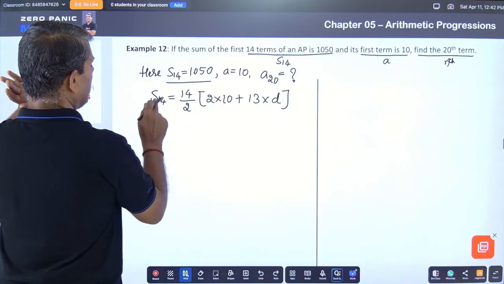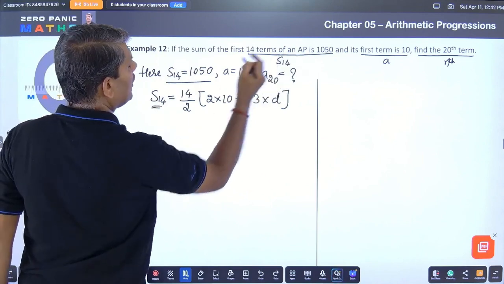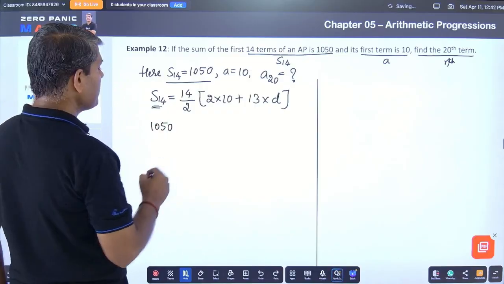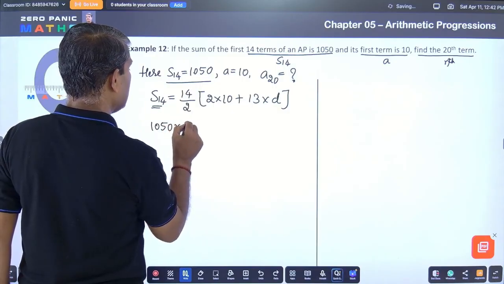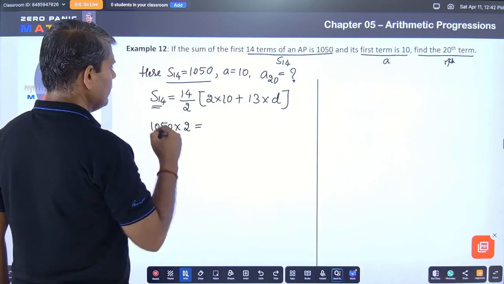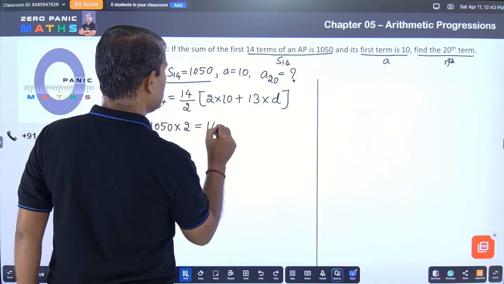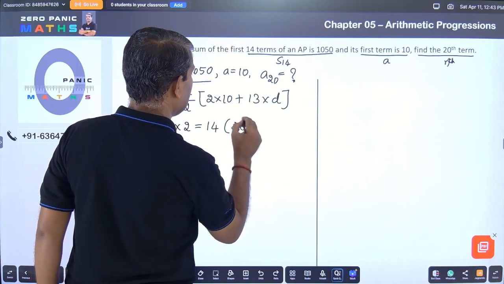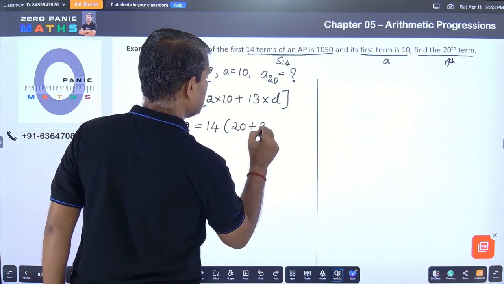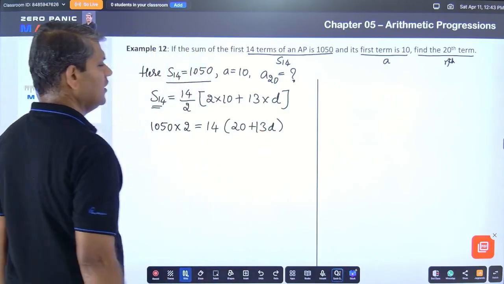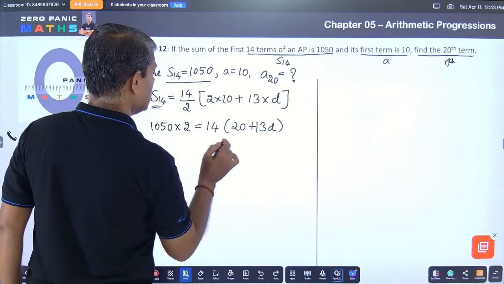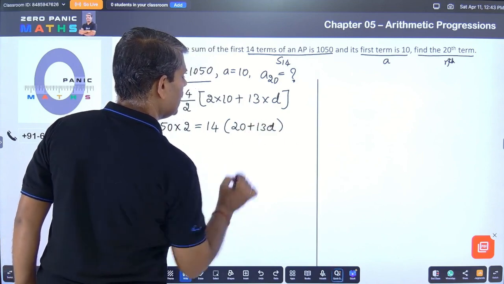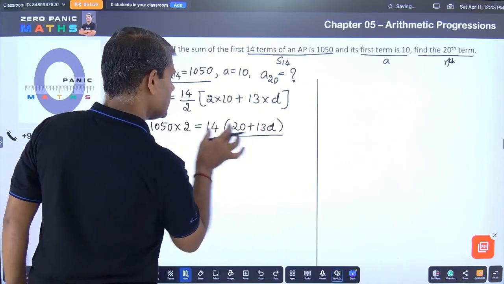Now, what is S14? S14 also, they have given it as 1050. So let us substitute that also, 1050. And 2, I will take to the left side, it will multiply. And I will keep 14 here, and inside the bracket, it is 20 plus 13d. Right? 10 into 2, 20 plus 13d. Let me write it correctly, 20 plus 13d.